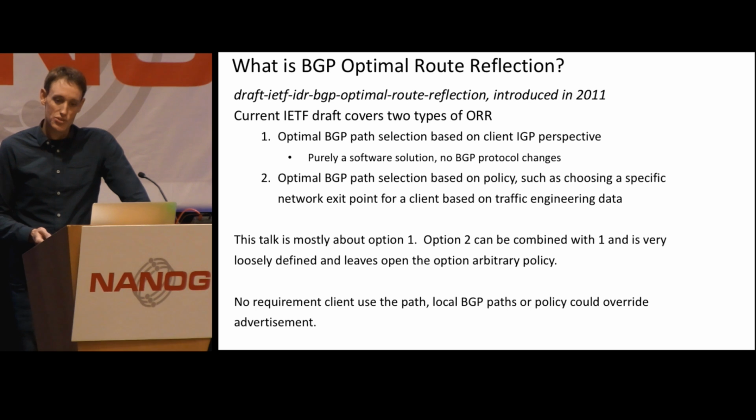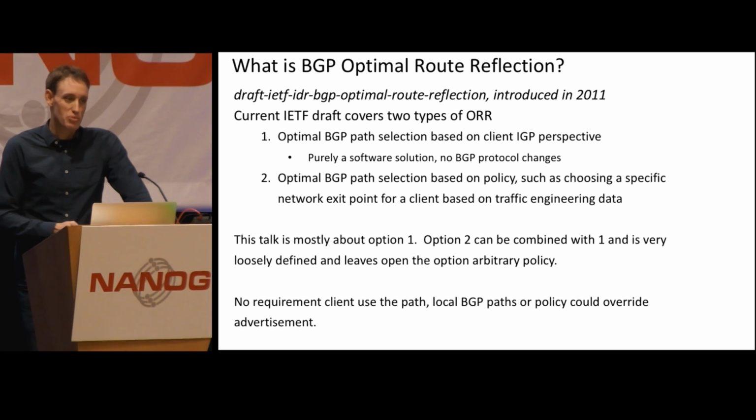BGP protocol changes. It's a standards track. It's still a standards track document, but the existing version, I think they're on -13 now, does not propose any changes. And that happened organically over time, with the people working on it. They did not want the optimal route reflection function to require changes on the clients. So it's something that's completely encased in the route reflector. It's purely a route reflector function. It doesn't require any kind of extensions on the client or new software or anything like that.